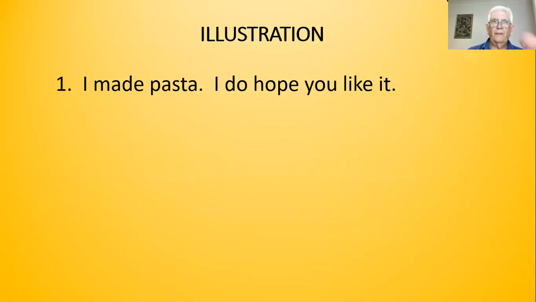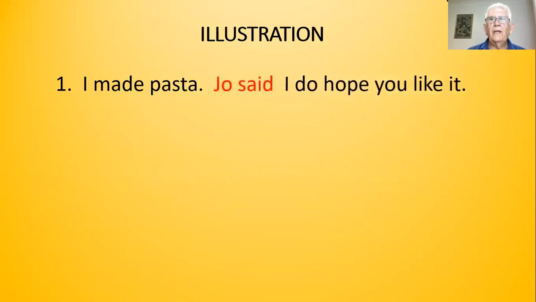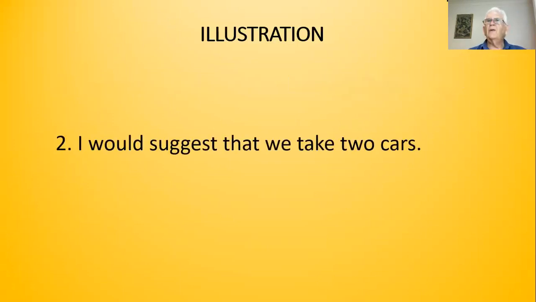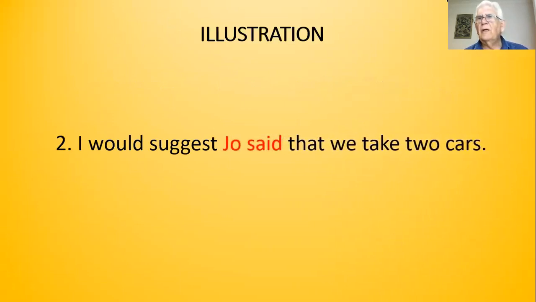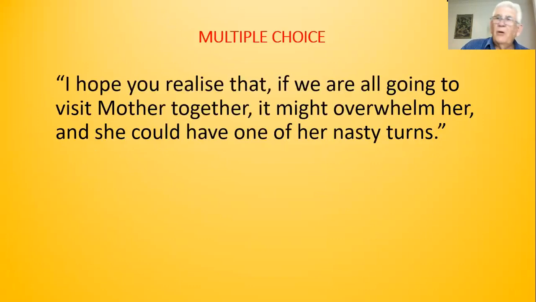Let's treat the first one. I made pasta. I do hope you like it. What about if we break it there and we put Joe said in? I made pasta, Joe said. I do hope you like it. Now, please be aware there is no punctuation here. This is an illustration of where we might put it. There's not even anywhere. Okay. The second one, you have a think where's a logical place you might interrupt this sentence to put in a dialogue tag. How about there? I would suggest, Joe said, that we take two cars. Does that make sense?